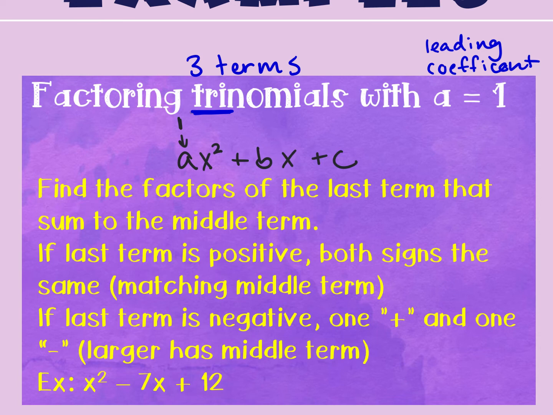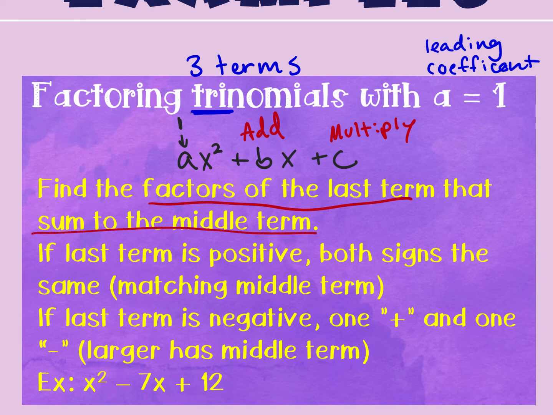We need to find factors of the last term. So it's going to multiply to the last one, and it'll add up to the middle number. So factors of the last, meaning it multiplies to the last one, and the sum to the middle. So adding to the middle number.